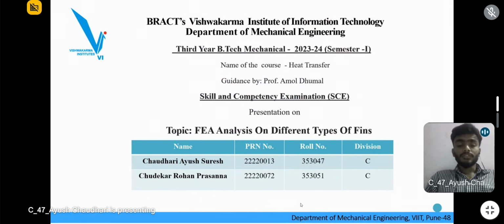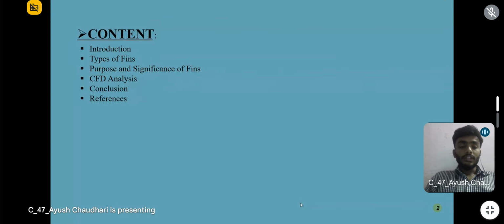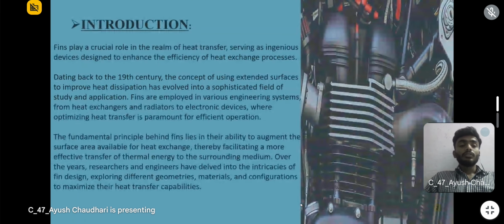So, good afternoon, sir. My name is Ayush Chaudhary, and he is my teammate, Rohan Chudekar. Today, we are going to present our SC on the topic of FE analysis on different types of fins. So, this is our content table. So, let's start with the introduction of our topic.